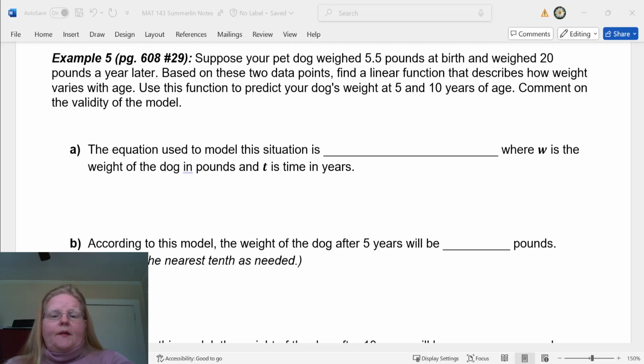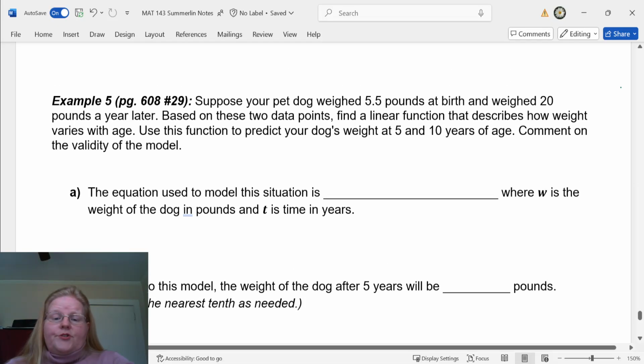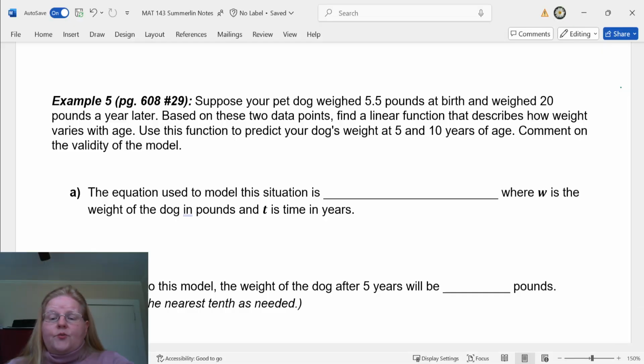One more, example 5. This one is important. This one is just like your project, so you need to pay close attention to this one. Project 4 is based a lot on this one. Suppose your pet dog weighed 5.5 pounds at birth and weighed 20 pounds a year later. Based on these two data points, find the linear function that describes how weight varies with age. Use this function to predict your dog's weight at 5 and 10 years of age. Comment on the validity of the model.